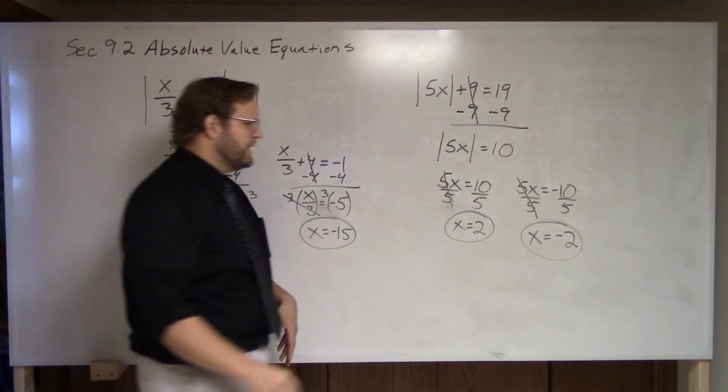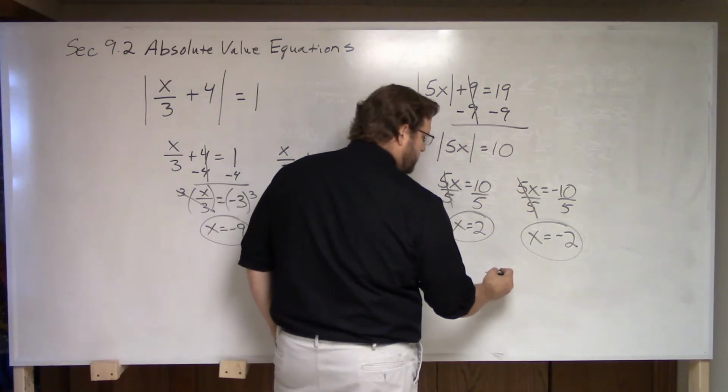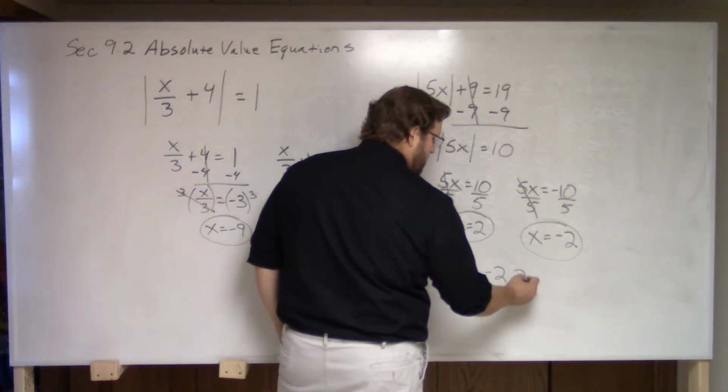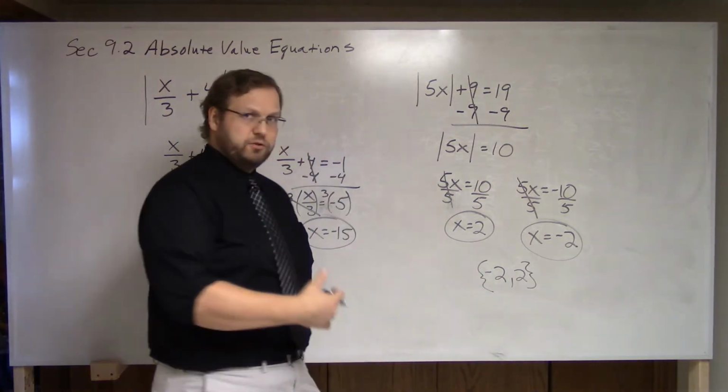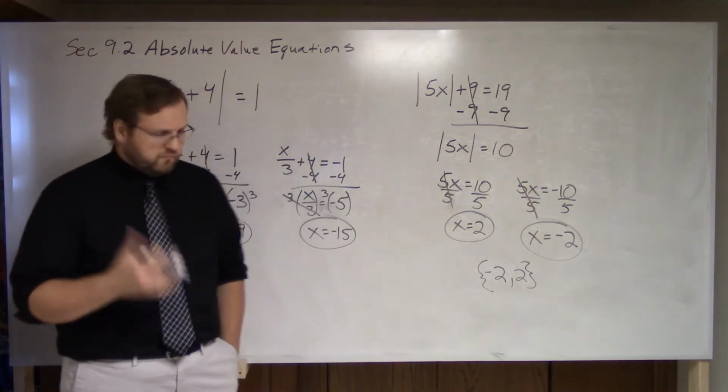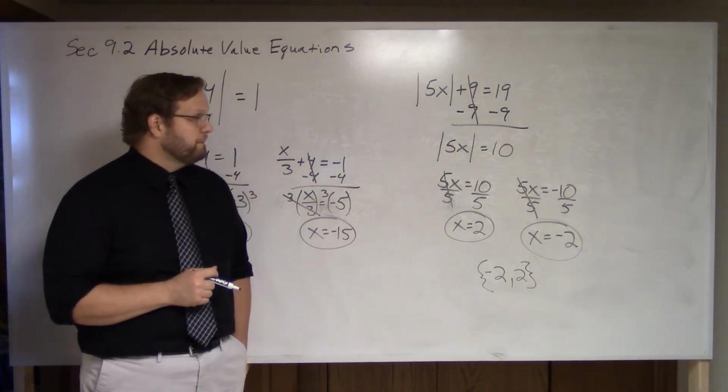Okay, sometimes we'll write our answers in a set builder, or I'm sorry, just a set, a collection of those two values like so. But if you just write x equals 2, x equals -2, for me, that's good enough. Okay, let's look at a few more.